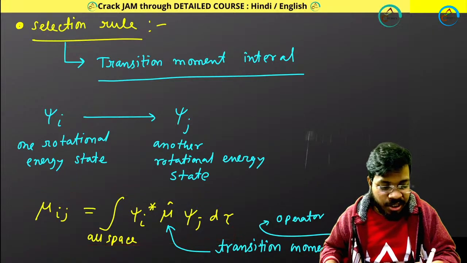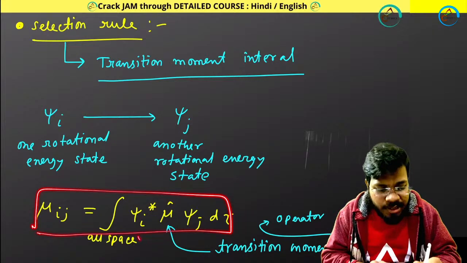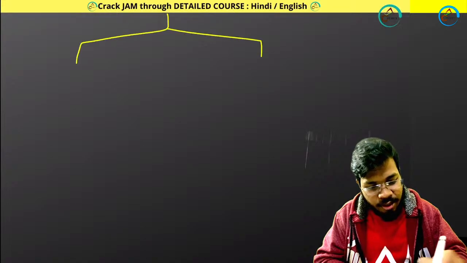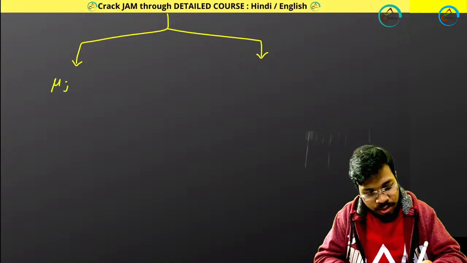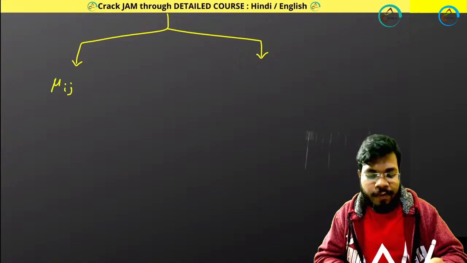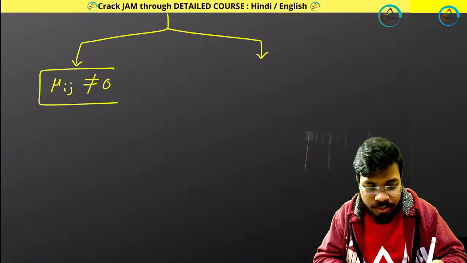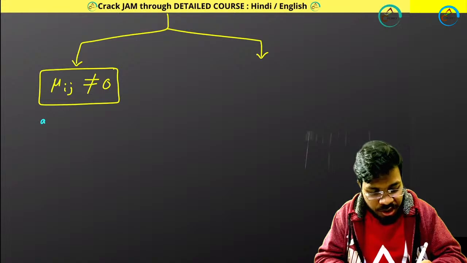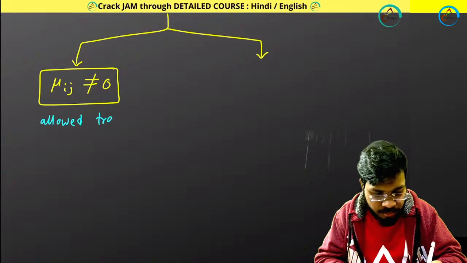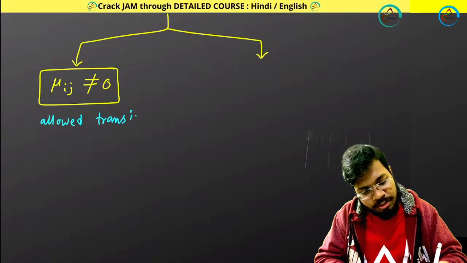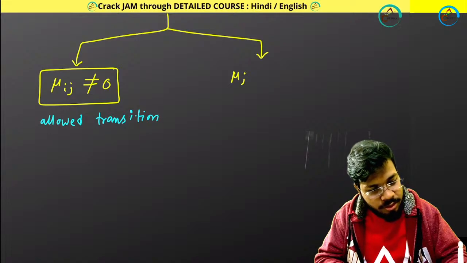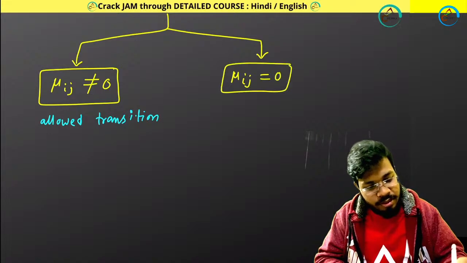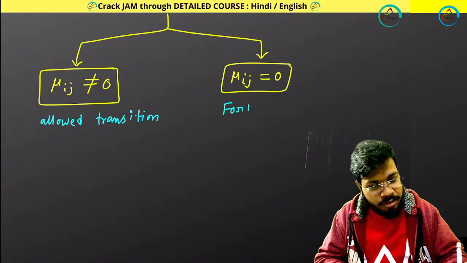So you have to solve this transition moment integral, and after solving it you will have two options. If the mu ij value, the transition moment integral value, is not equal to 0, then the transition is allowed. And if the mu ij value equals 0, then it is a forbidden transition.